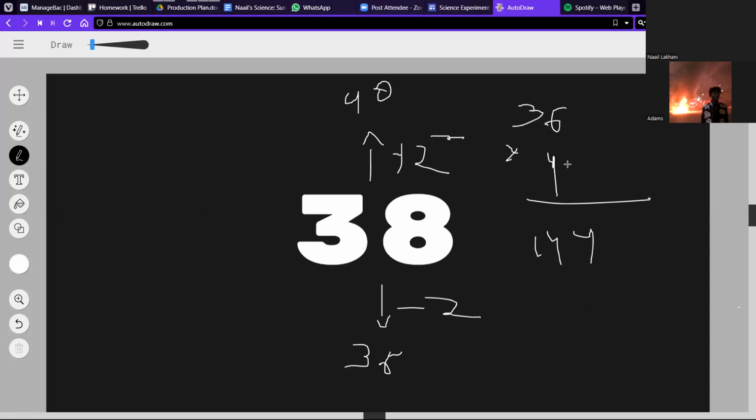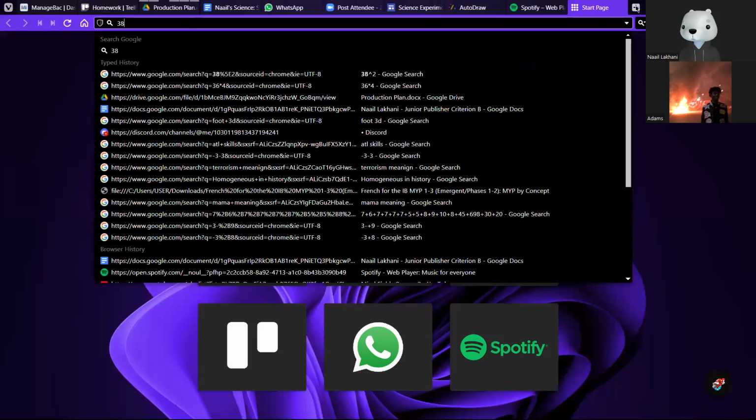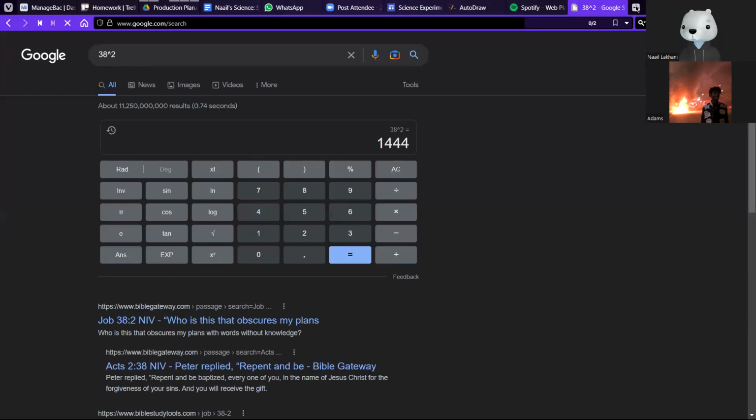Okay, 144. Now, we disregarded the 0. We have to add a 0. You guys forgot about that part, didn't you? I also forgot about that. Okay, so now final step, the square of this number. 2 times 2 is 4. So that'll give you 1444. The square of 38 is 1444. I am correct. You all are welcome.